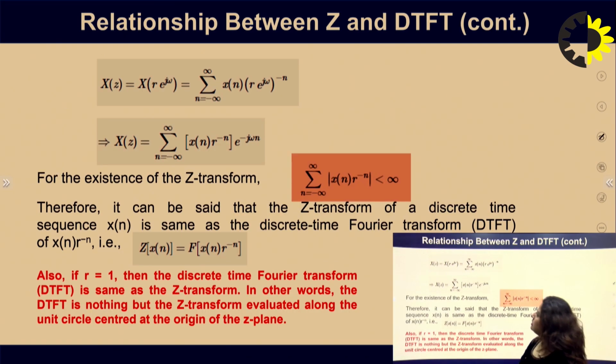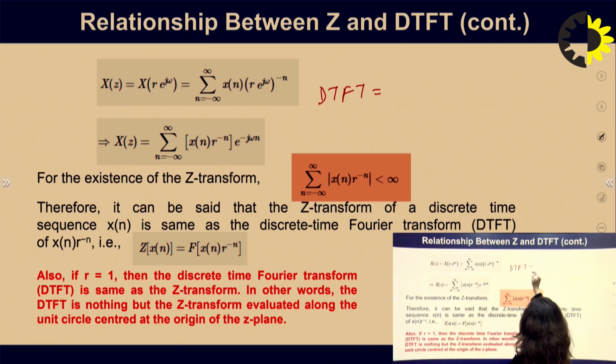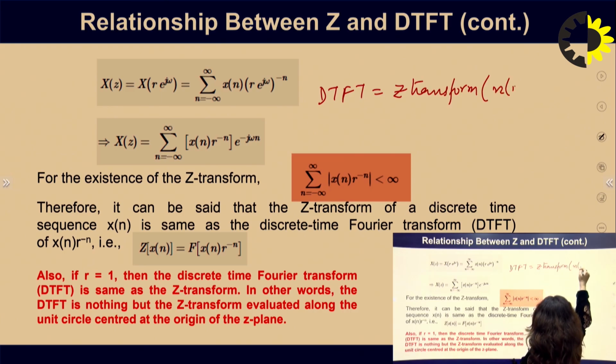So what is the relation? X(z) is equivalent to X(r e^(jω)). When you put r e^(jω) in place of z in z^(-n), you will get x(n) r^(-n) in the same bracket, and the separate term is e^(-jωn). So if you compare, this X(z) is the DTFT of x(n) r^(-n) e^(-jωn), and if you put r equal to 1, then X(z) is equivalent to the sum of x(n) e^(-jωn), and in that case the DTFT becomes equivalent to the Z transform for the sequence x(n).